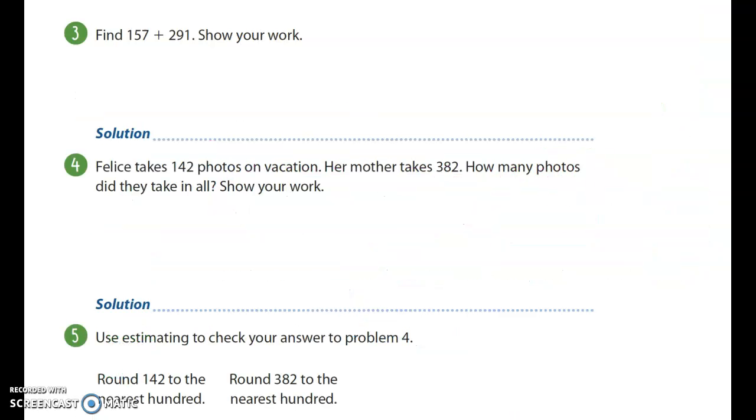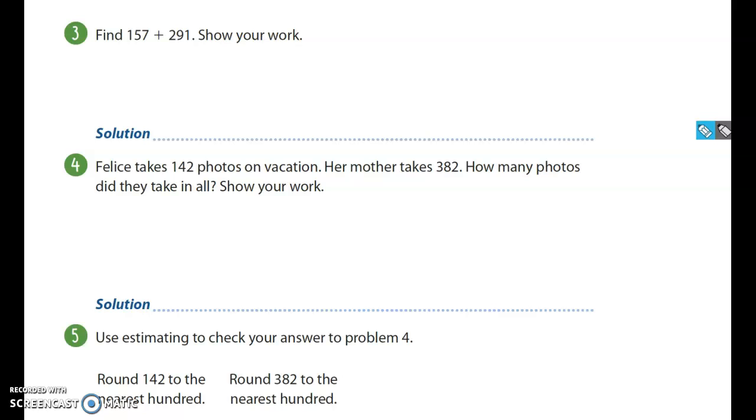So I want you to do 3 by yourself. It says find 157 plus 200 plus 291. Show your work. Go ahead and add these two numbers right here. Okay? Show your work. That means you have to work it out. Does it mean I just do it in my head? No. So it says find 157 plus 291.